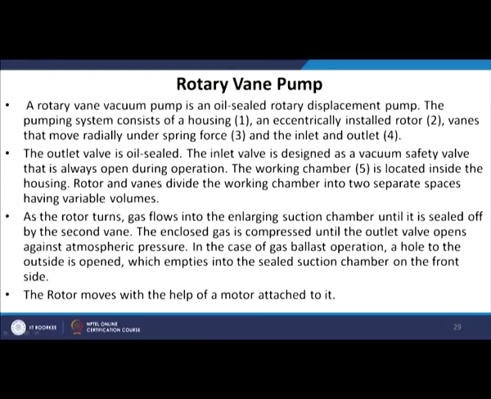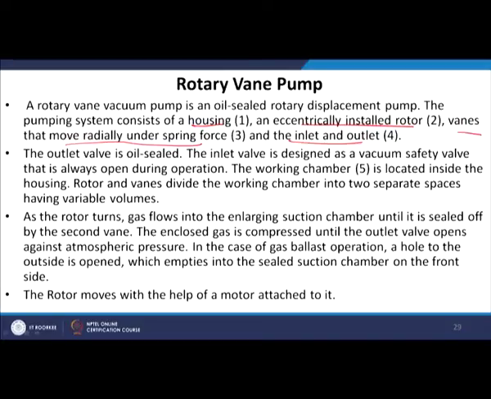Okay. So, we have this housing, eccentrically installed rotor, vanes that move radially under the spring force, and the inlet and outlet. The outlet valve is oil sealed. The inlet valve is designed as a vacuum safety valve that is always open during operation. The working chamber is located inside the housing. Rotor and vane divide the working chamber into two separate spaces having variable volumes. As the rotor turns, gas flows into the enlarging suction chamber until it is sealed up by the second vane. The enclosed gas is compressed until the outer valve opens against atmospheric pressure.